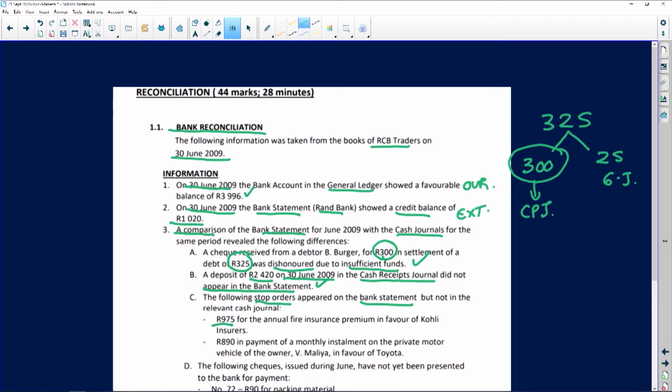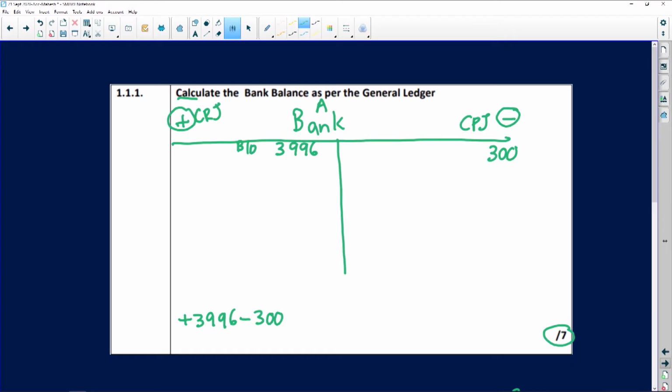So the very first payment, 975 Rand for the annual fire insurance premium in favor of Kohli insurers, right? So immediately let's record that in our bank account. So remember, it's a payment. Our bank balance is going to decrease by 975, or you can simply say minus 975.